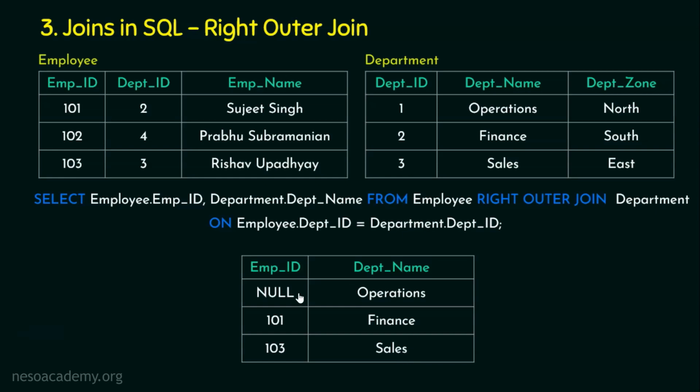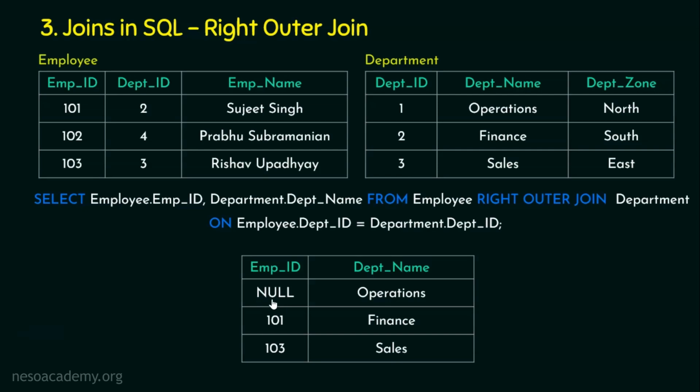Now, if you match the left-hand side, we can see for finance, it's 101 because Sujit is working for department ID 2. And that's why 101 means finance is there. 103 sales is also there because sales 3 means it's 103. Can you see here? But what about operations? No one in this table is working for operations. So that is why we can see the employee ID as null.